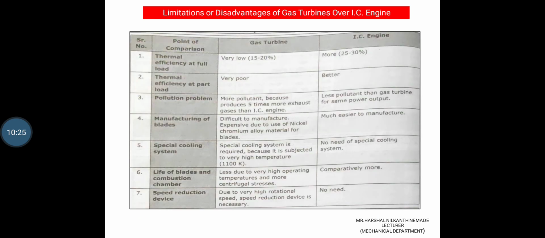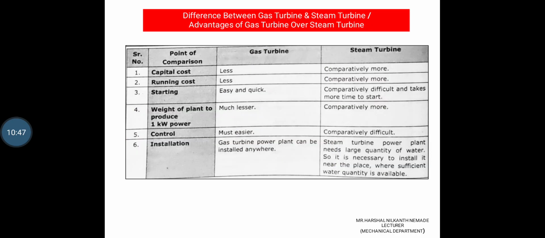Limitations or disadvantages of the gas turbine. Again, points of comparison are there: thermal efficiency at full load, thermal efficiency at part load, pollution problem, manufacturing of blades, special cooling system, life of the blade, kind of combustion chamber, speed reduction device. Gas turbine and IC engine, you may see.